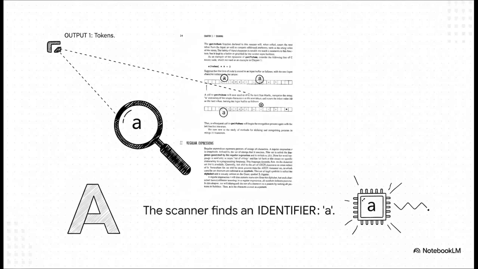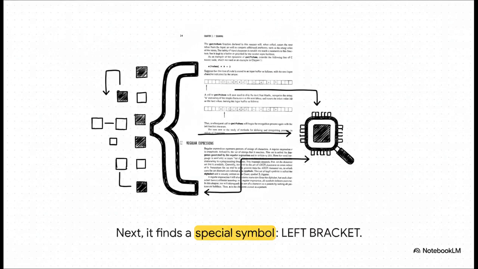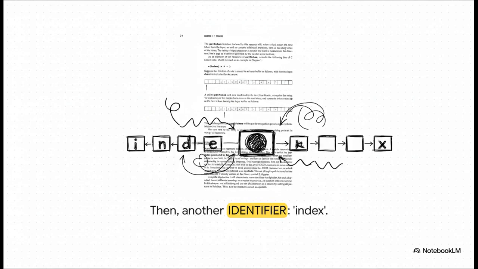All right, let's watch this happen live. The scanner starts at the beginning. It sees the letter A, and it knows from its rules, aha, that's an identifier. So it creates an identifier token. Okay, moving on. Next up is a left bracket. That matches its pattern for a special symbol, so it generates a left_bracket token. Simple as that. Then it comes across this sequence of letters, I-N-D-E-X. It scoops them all up together and recognizes this as another identifier token.